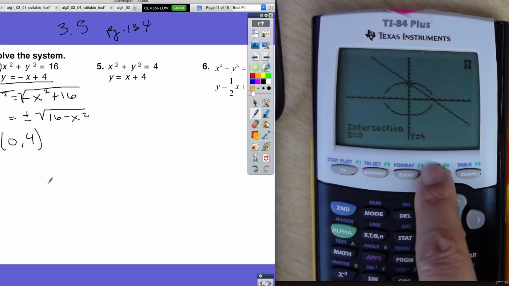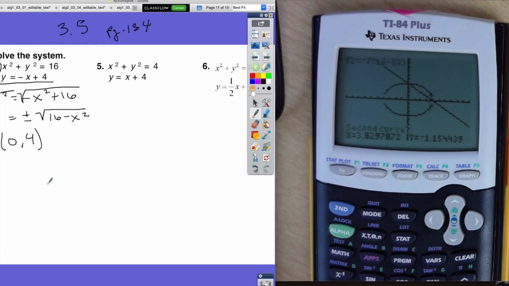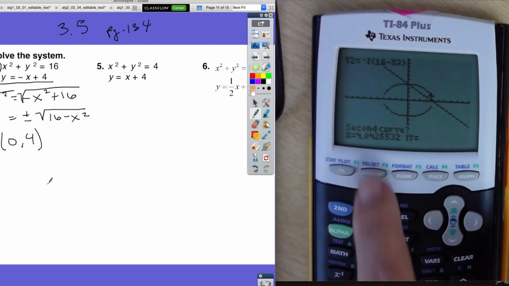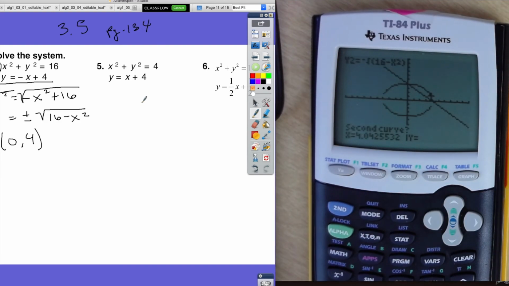So let's do second trace, 5 for intersect. I'm going to go to where I think the second part is. Okay, let's say right there, if I can get it, and then my second curve, let's say, is right there, and then I'm going to guess, and it says 4.04, and then y is 0 because it's not crossing all the way. So there's my second answer, which is going to be 4, 0.